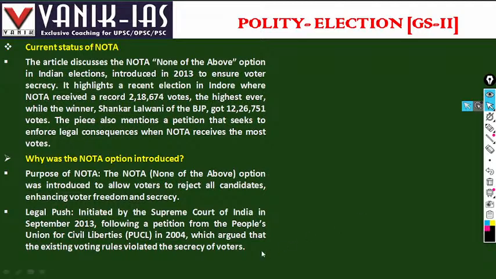To give the voter a chance to cast his vote in NOTA's favor because none of the candidates is as per his choice. The article discussed NOTA, the none of the above option in Indian elections introduced in 2013 to ensure voter secrecy. It highlights a recent election in Indore where NOTA received a record 2,18,674 votes, the highest ever, while the winner, Shankar Lalwani of the BJP, got 12 lakh 22,751 votes. This piece also mentioned a petition that seeks to enforce legal consequences when NOTA received the most votes.